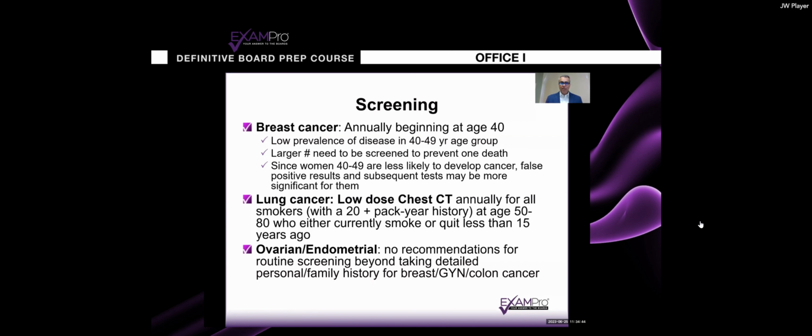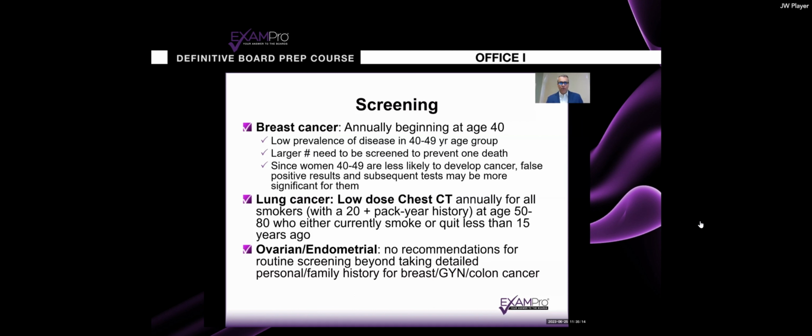Lung cancer screening. It is recommended an annual low-dose chest CT scan for lung cancer screening for patients 50 to 80 years old who have at least a 20-pack year history of smoking and they quit less than 15 years ago. Very, very important to know about this, even though you may or may not be doing it, but it could come up in a discussion of smoking cessation counseling, particularly in an older patient who smoked for a long period of time, if you were to get into that discussion.